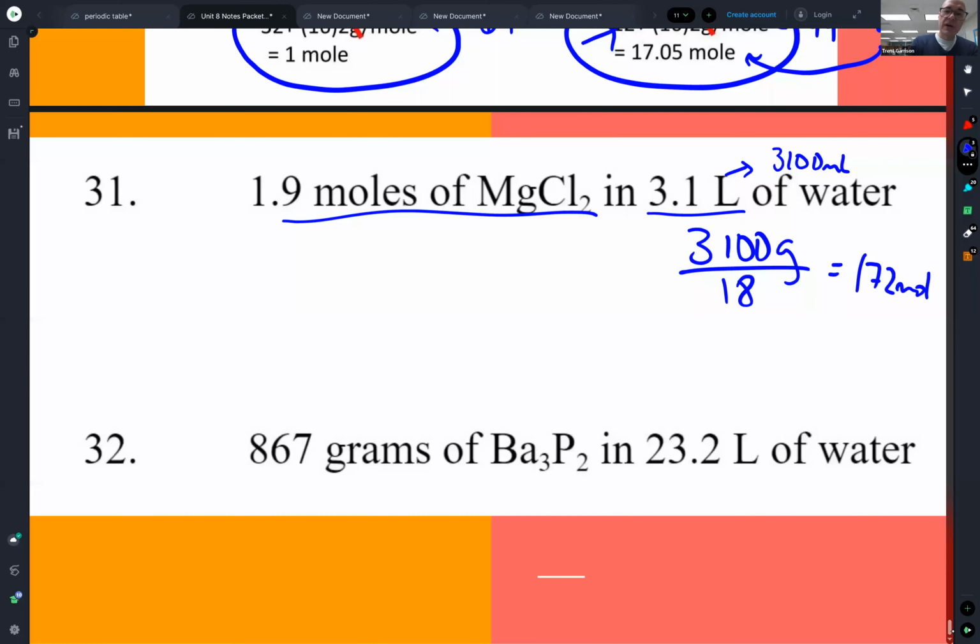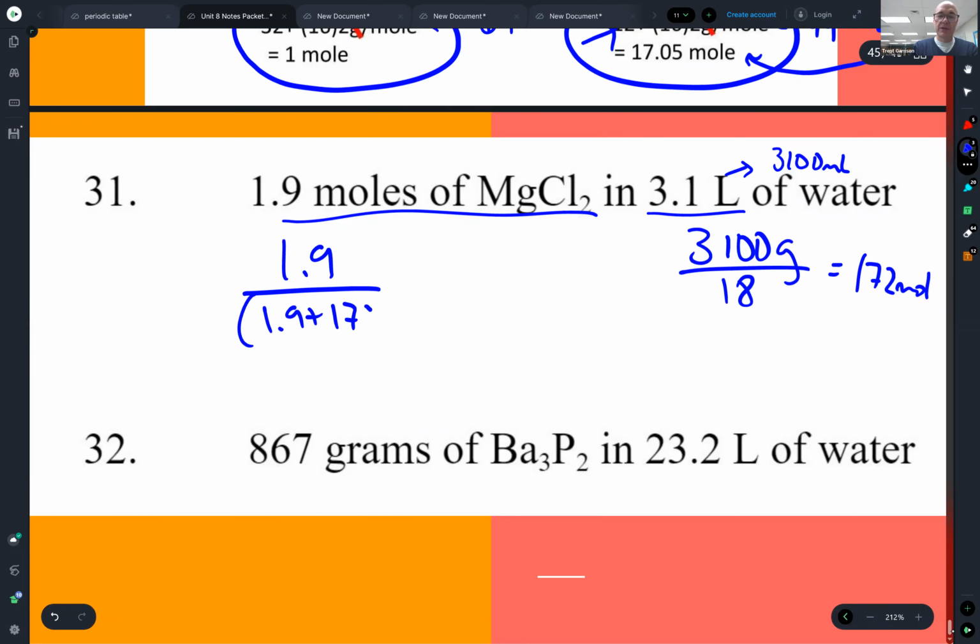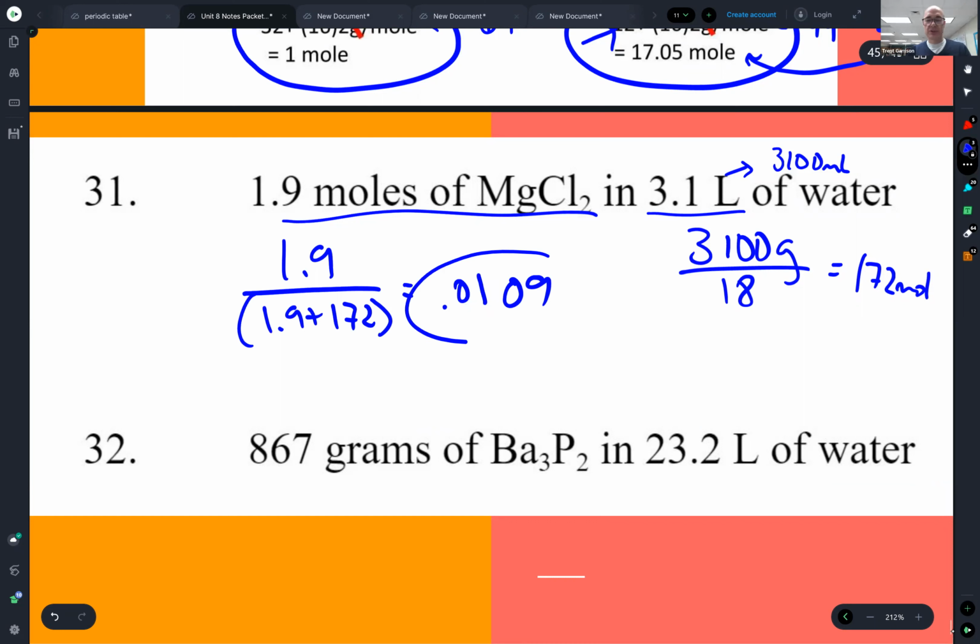So now to find my mole fraction, I've got 1.9 divided by 1.9 plus 172. So 1.9 divided by 1.9 plus 172. And what I get is 0.0109. Make that more clear. That is my mole fraction. Let's do the same for the bottom one now. The bottom one's a little bit more challenging.